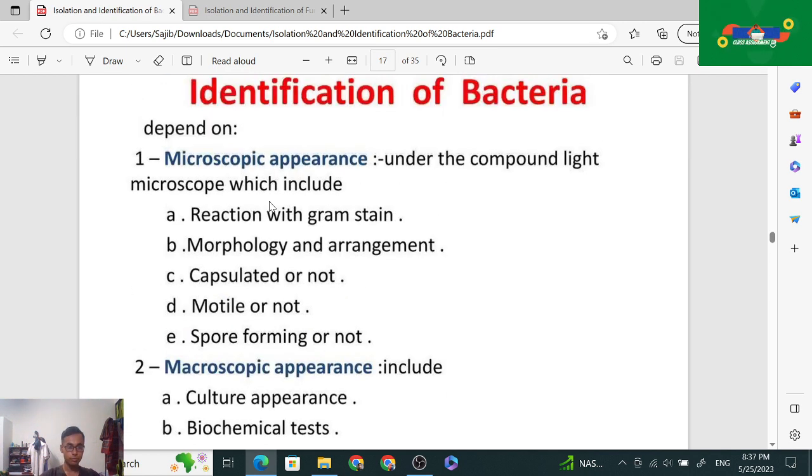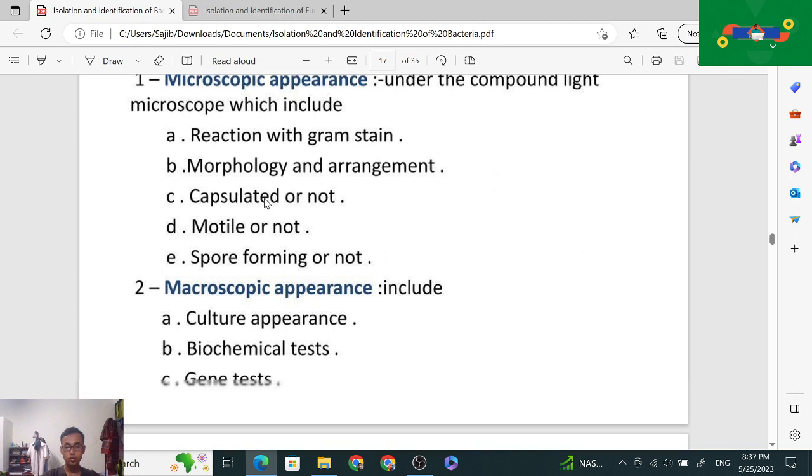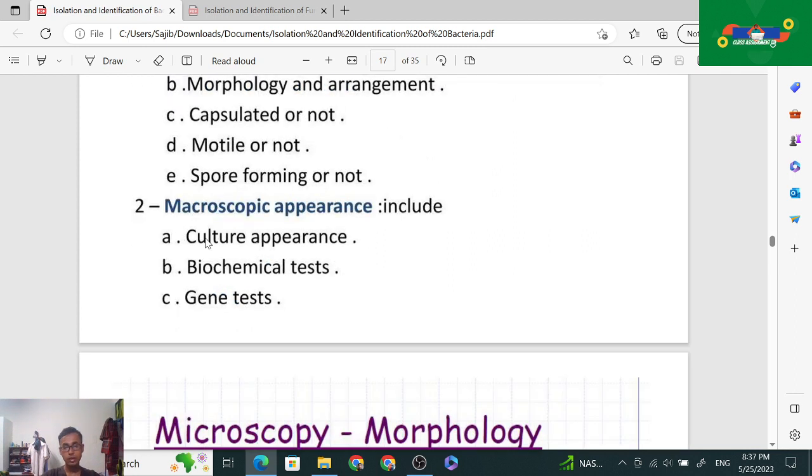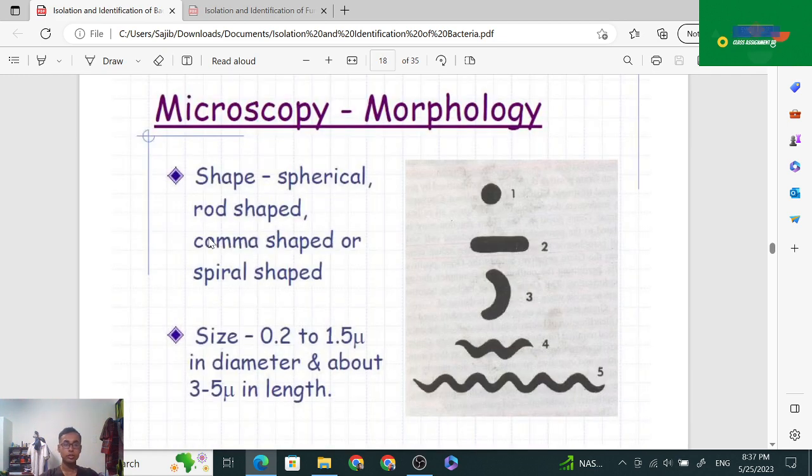This is the microscopic appearance. Then macroscopic appearance, then culture appearance, then biochemical test, then gene test we can see here. Then microscopy and morphology, shape. In shape we can see spherical, rod shape, comma shaped or spiral shape. We can see these shapes here.